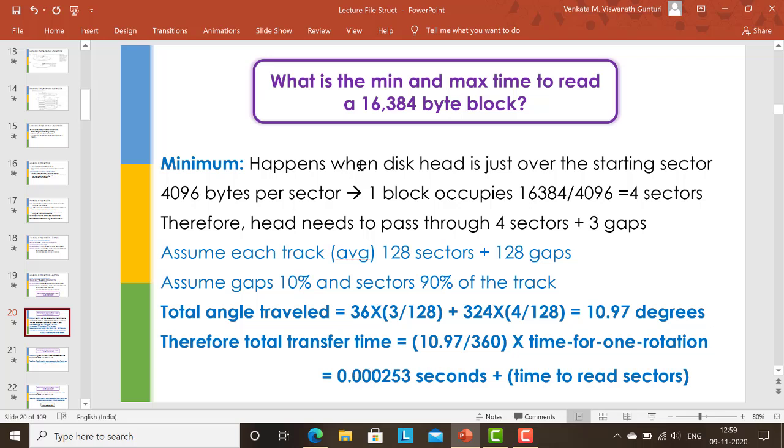Okay, so the total transfer time, the best case transfer time for reading or writing a 16,000 byte block, is approximately this much, right? 0.000253 seconds. That is the amount of time in that disk rotation, and whatever time you require to actually read the sector once it is under the head.